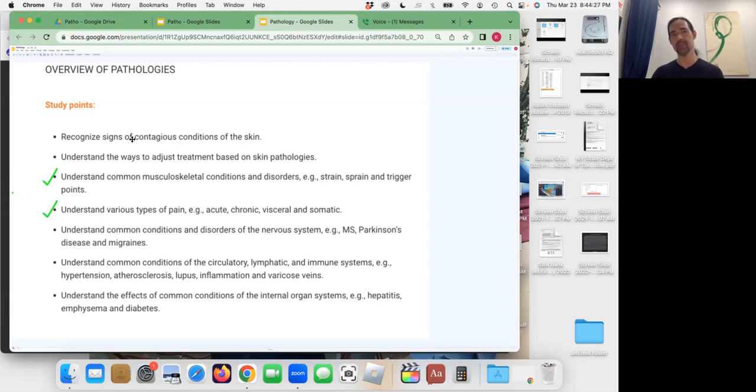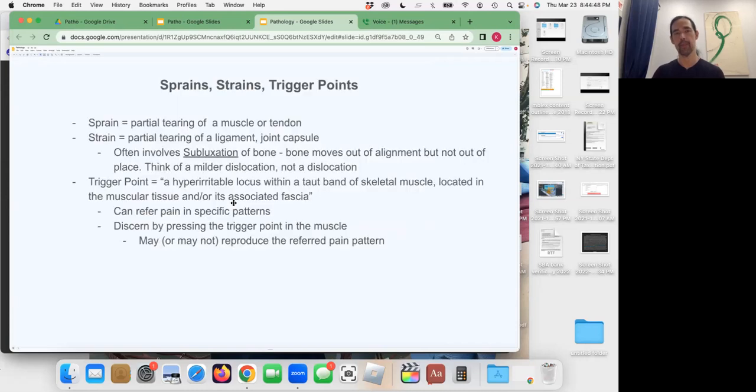So I skipped signs of contagious conditions of the skin and ways to adjust treatment based on skin pathologies, right? I want you guys to research those or look them up. Understand common musculoskeletal conditions and disorders, for example, sprains, strains, and trigger points. And then we're going to get into acute versus chronic pain.